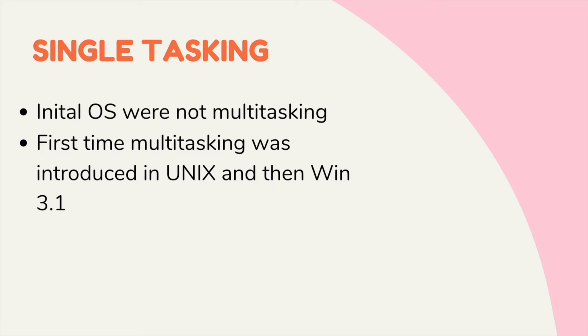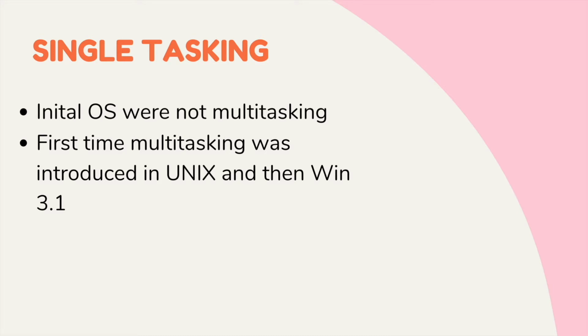So first we'll try to understand the history of single tasking and multitasking, why we need multitasking, and how it came into the picture. Initially, OSes were not multitasking. Multitasking was first introduced in Unix and then in Windows 3.1. DOS was a single-tasking operating system.